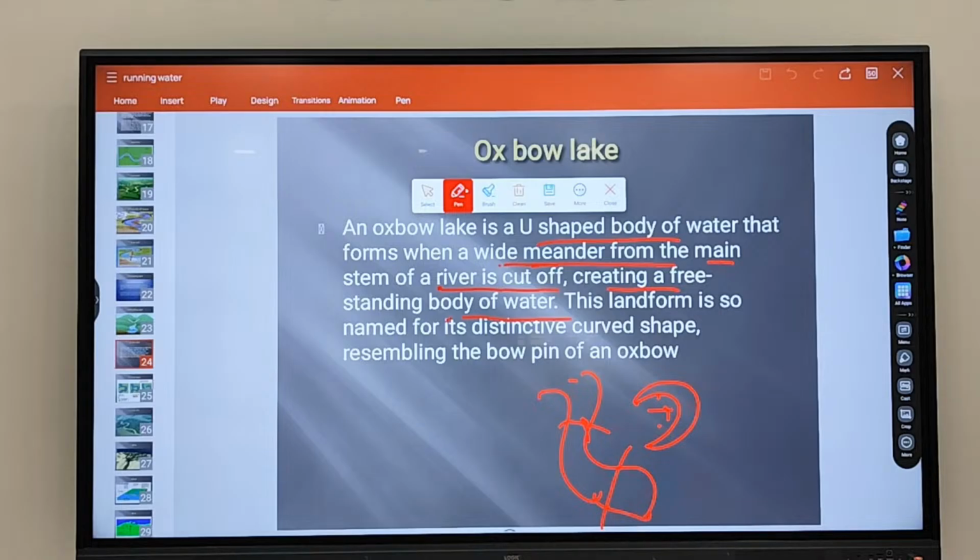Fine. So where do we find oxbow lake? In the lower course of a river. In the lower course of a river, you will find the formation of this type of lake.